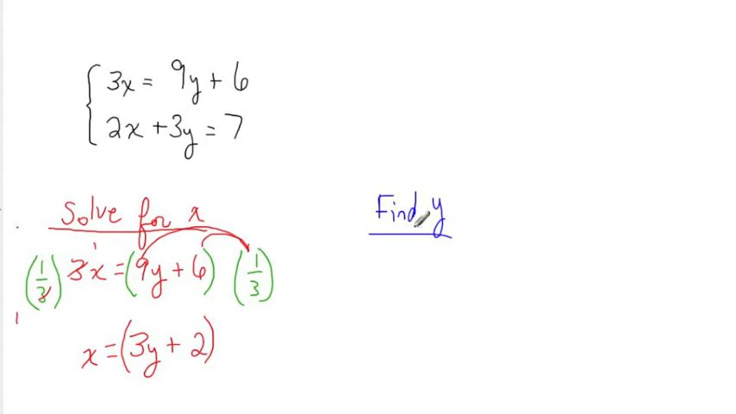In order to find y, I need to use the other equation, the equation that I didn't solve for x in. So I'm going to start with that equation, 2x plus 3y equals 7. There are two variables in this equation. However, if I use the value that I found for x, or the expression that I found for x, and substitute in, then watch what will happen.